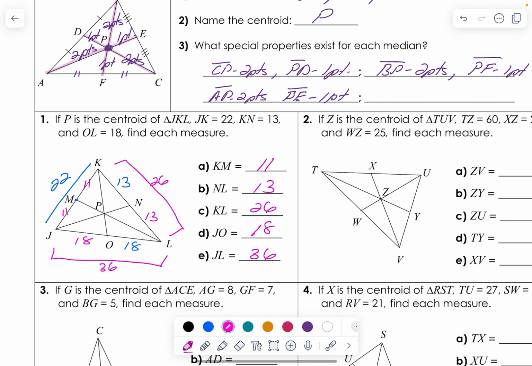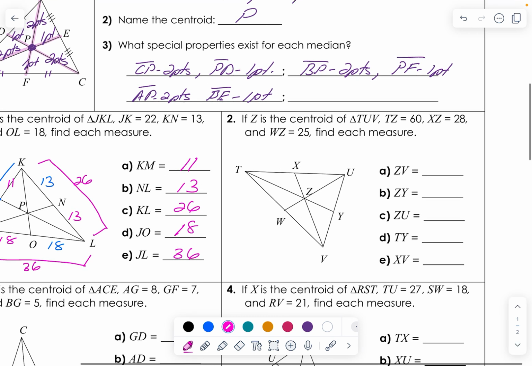So that example wasn't about medians, but about the fact that the medians bisect the sides of the triangle. Let's look at the next example.